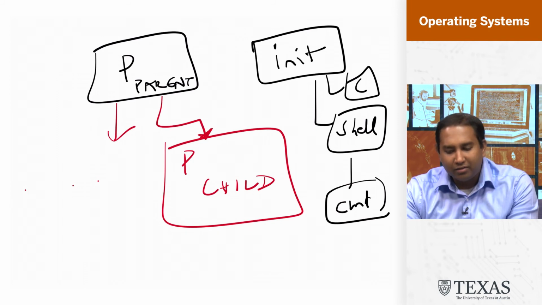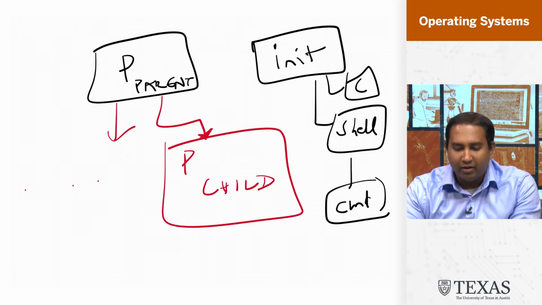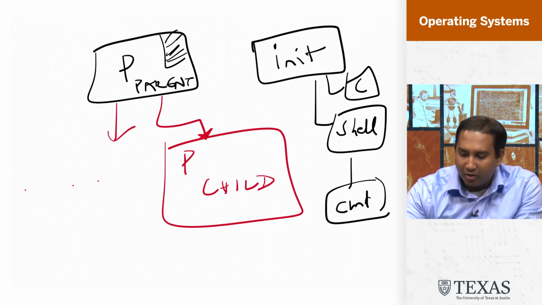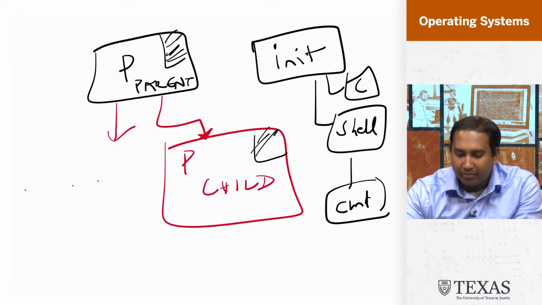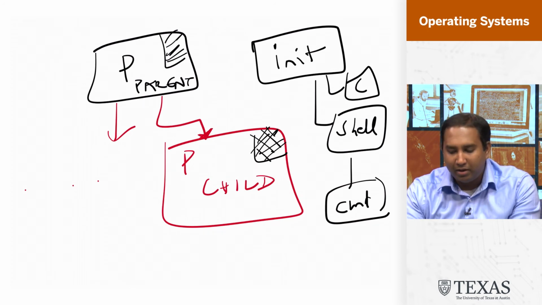One of the interesting things about the parent-child relationship is that the child inherits a lot of stuff from the parent. For example, if the parent was doing some work in memory, when you create a child, the child also has a copy of that. We'll get into this more as we do memory management. But the parent-child relationship is special in most operating systems.